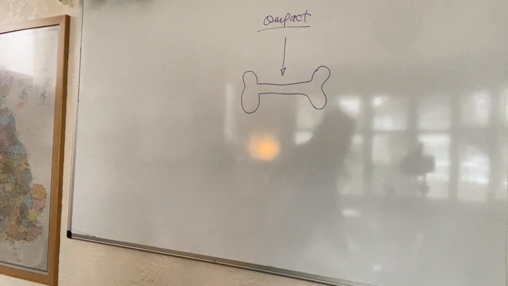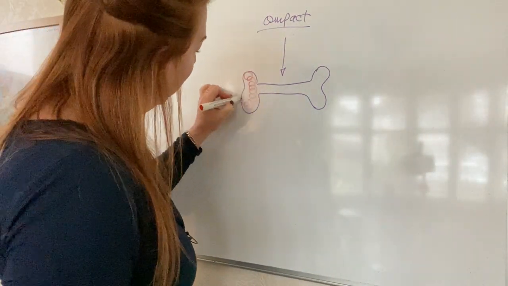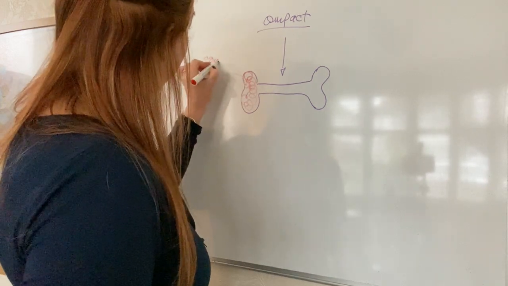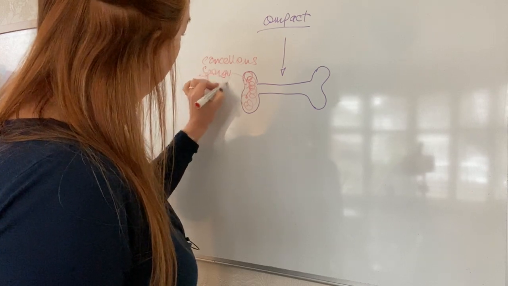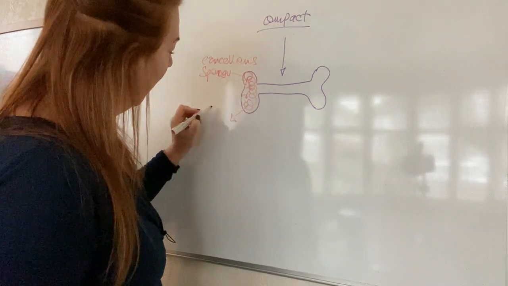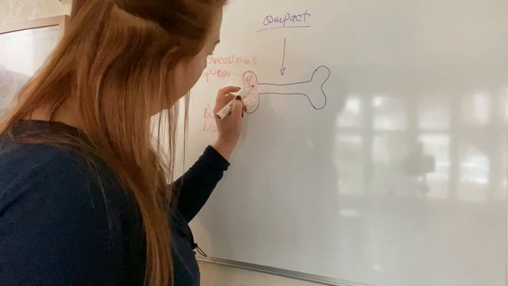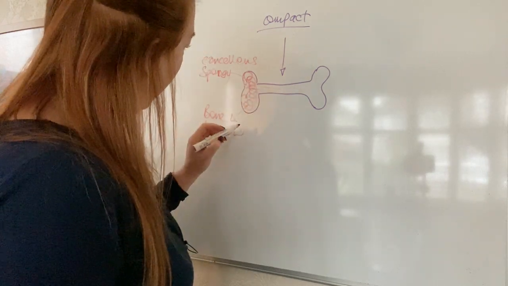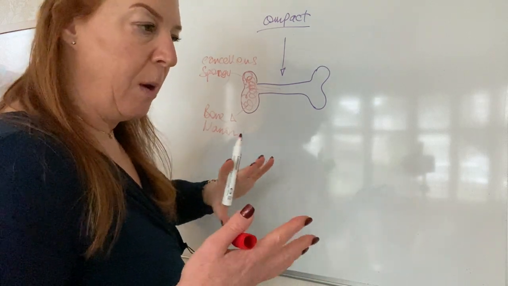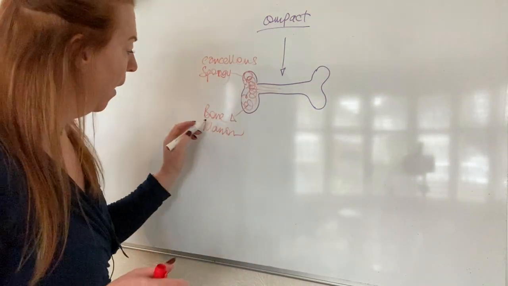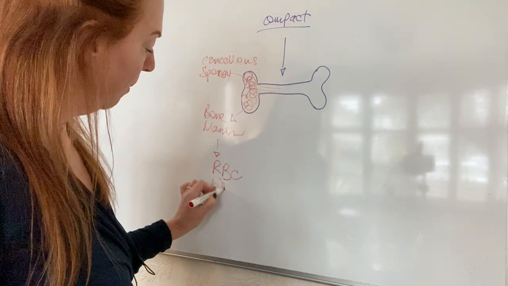And then we've also got this cancellous bone, and this is spongy, and this is where we have bone marrow. Some bones have it within the bone as well. It's largely found at the ends of bones, but in some of the shorter bones it is within the bone itself. Bone marrow produces red blood cells and white blood cells.